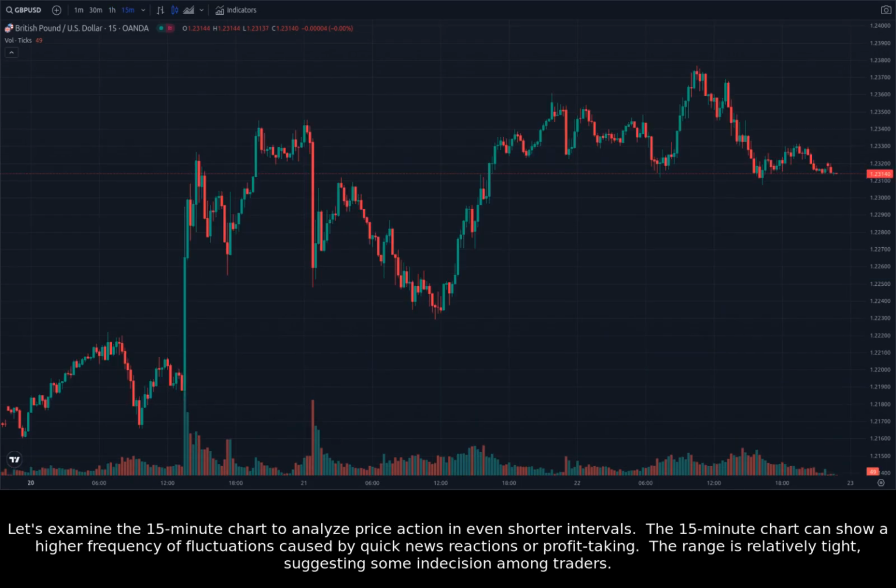Let's examine the 15-minute chart to analyze price action in even shorter intervals. The 15-minute chart can show a higher frequency of fluctuations caused by quick news reactions or profit-taking. The range is relatively tight, suggesting some indecision among traders.